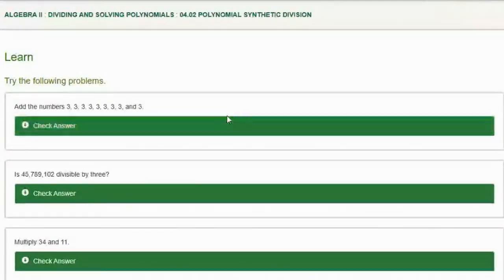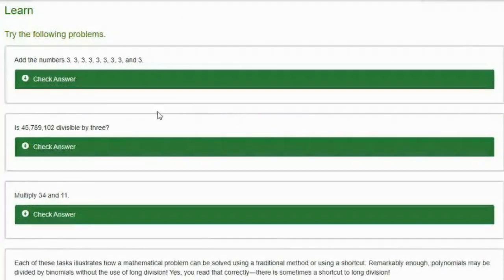Okay, this lesson starts off by saying, let's try these following problems. Add these numbers: 3, 3, 3, 3, 3, 3, 3, 3, and 3. All right, what'd you get? That's 6, 9, 12, 15, 18, 21, 24. Did you get 27? Or did you just take 3 times 9?